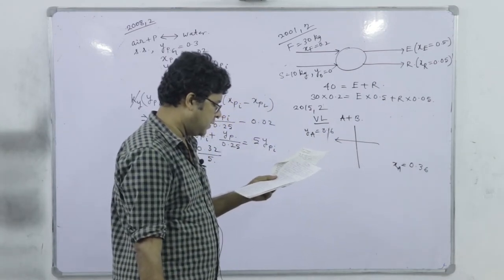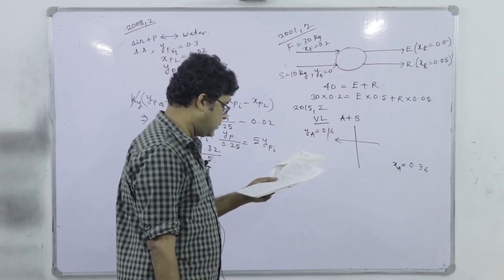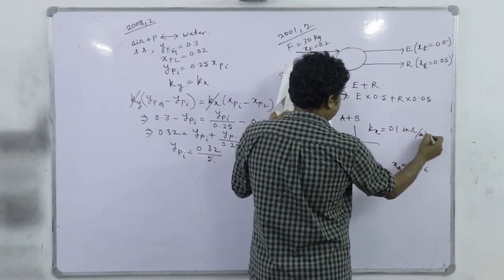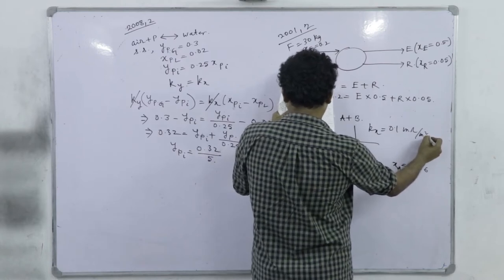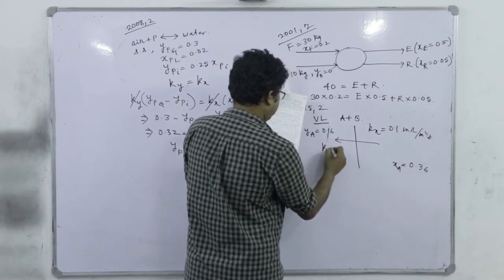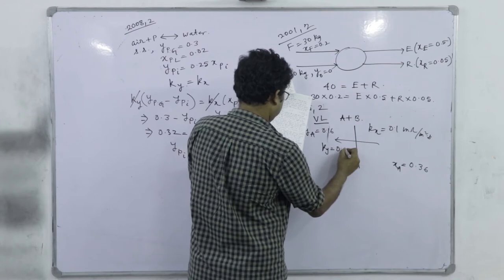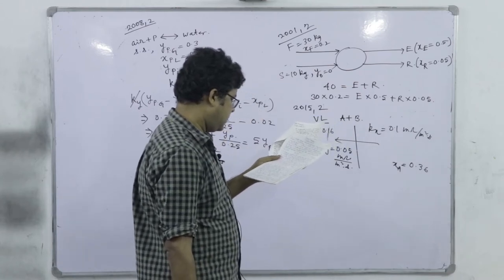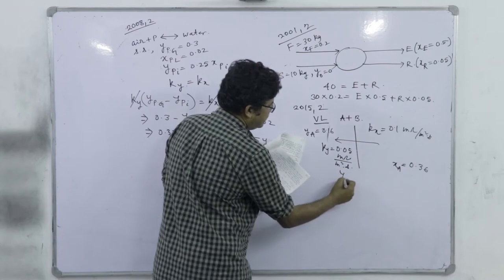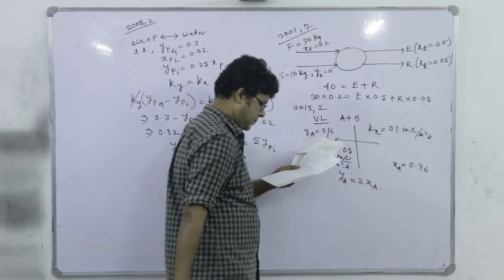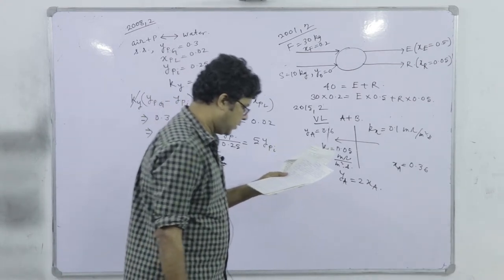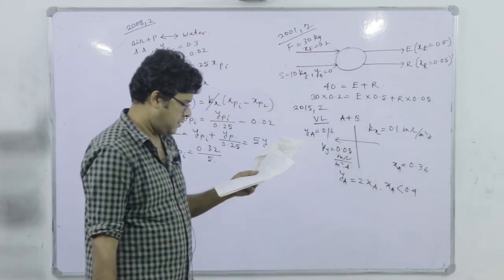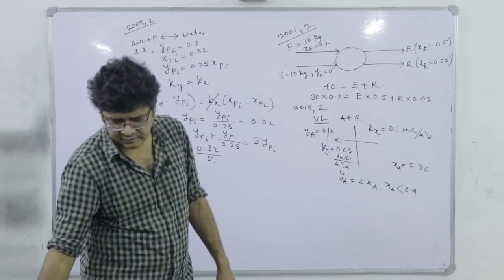The mass transfer coefficients for component A in the liquid and vapor phases, in the liquid Kx is 0.1 mole per meter square second, and Ky equal to 0.05 mole per meter square second. Right. The VLE can be approximated as the equilibrium relation Y is equal to 2XA for XA less than 0.4. The mole fraction of A in the liquid at the interface is.